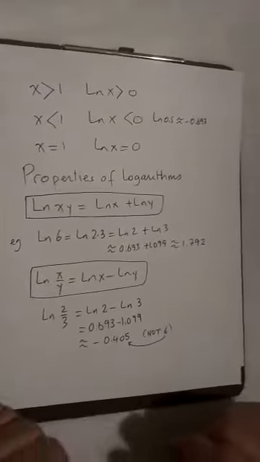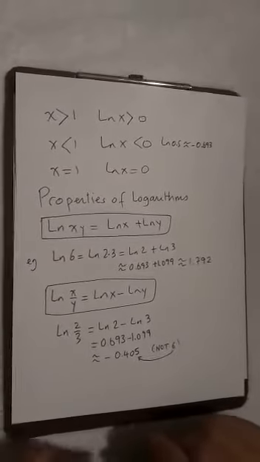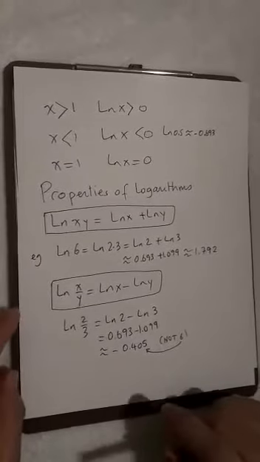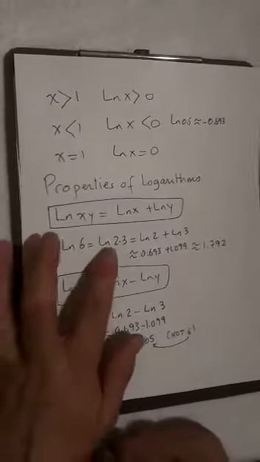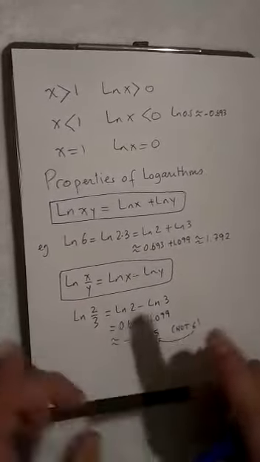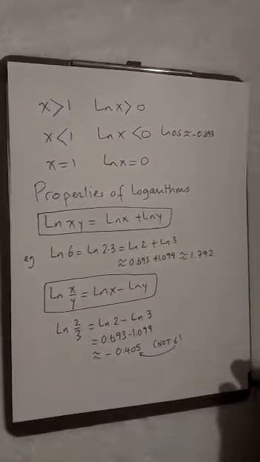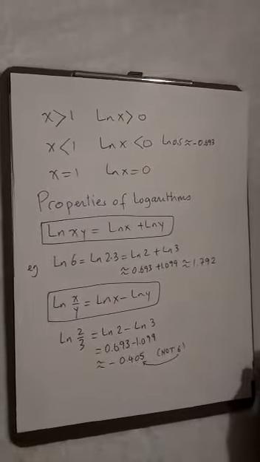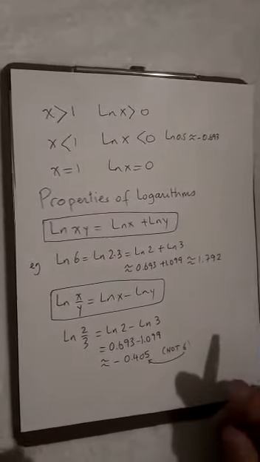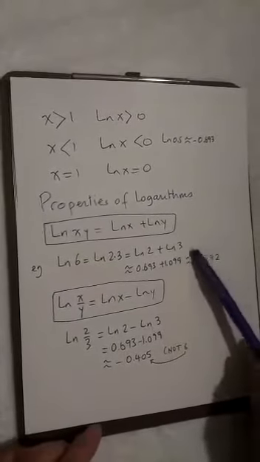The first property is the logarithm of a product, ln of xy. ln of xy is equal to ln x plus ln y. For example, ln of 6. 6 is 2 times 3. We can write it as ln 2 plus ln 3. Why is this important? In the beginning, they did not have logarithm tables, so they had to do this to calculate them. They didn't have calculators like we have now. Okay, when you add these two logarithms, this is what you get for ln of 6.